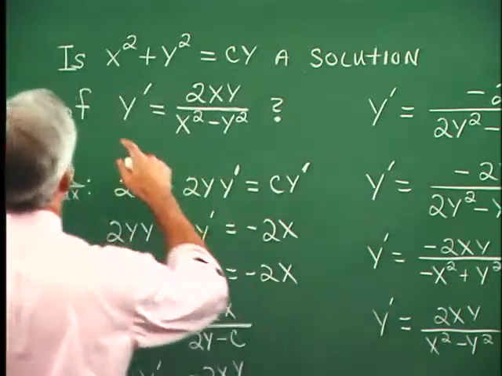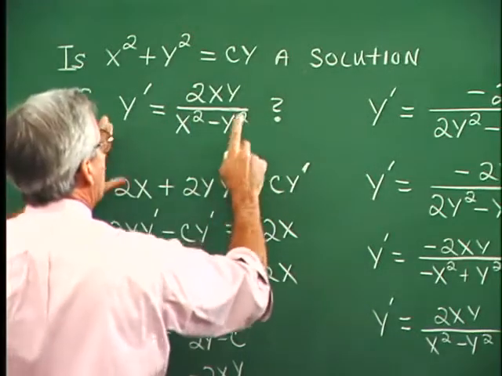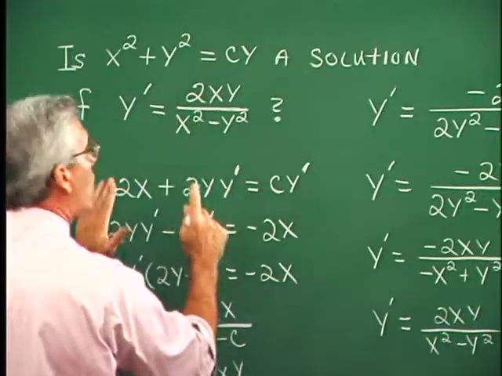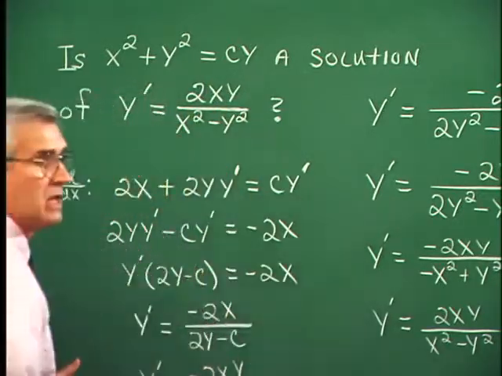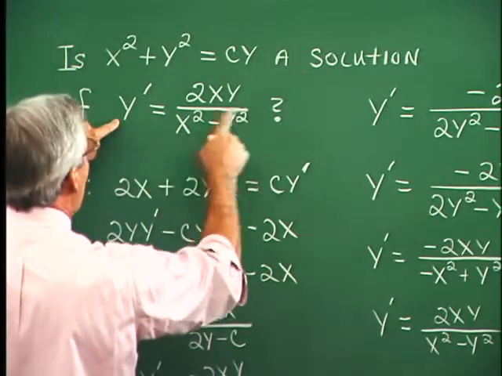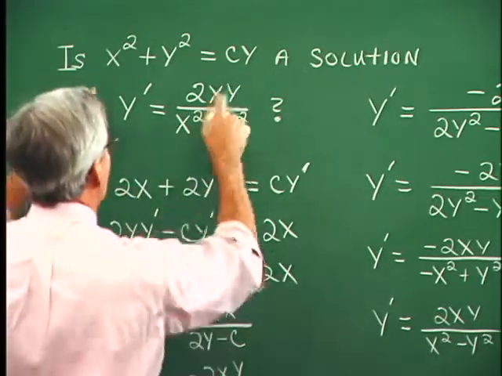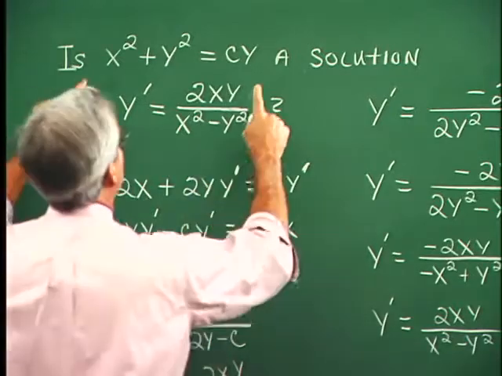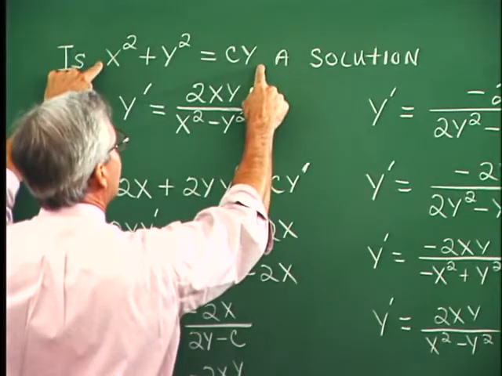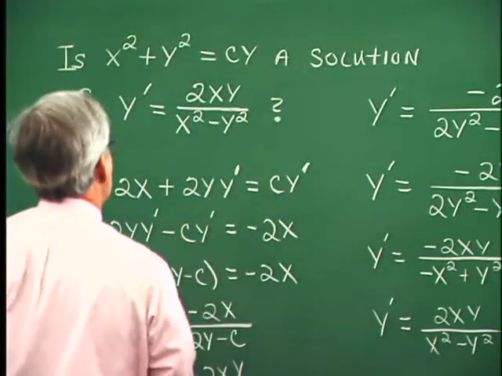Okay, here's a problem where it says, is this a solution of that? Now, notice that the differential equation is in the form y prime equals some expression. And when our differential equation is in this form, usually our method of determining whether or not we have a solution is to take our candidate as a solution and just find the derivative of it and see if we can put the derivative of that into this form, you see. So that's what we'll do.